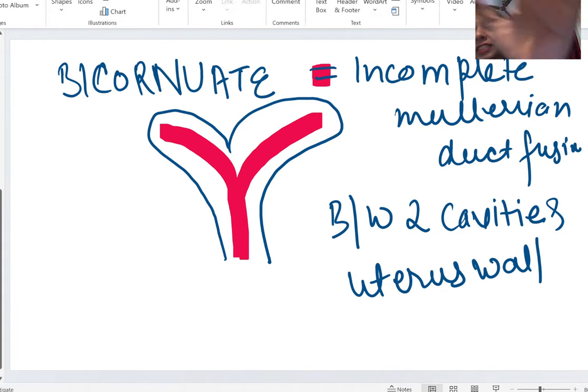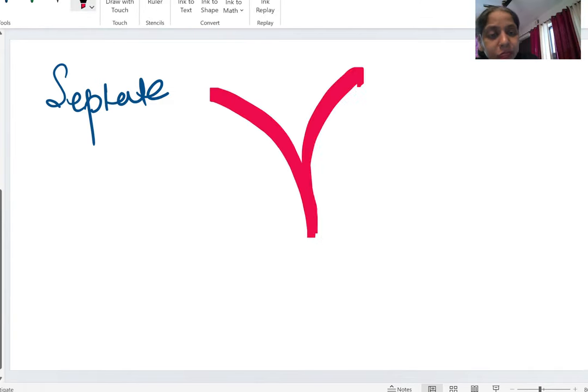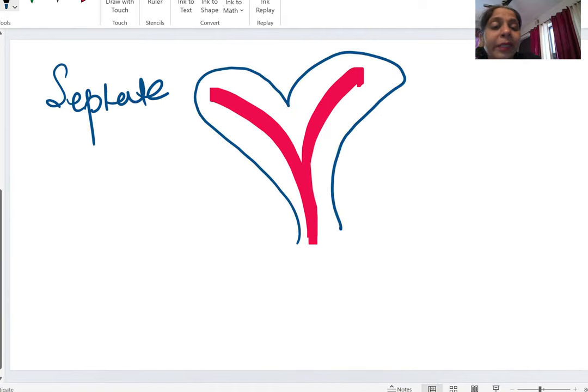Whereas in the case of septate uterus, there was complete fusion. Okay, so in the septate uterus, between the two cavities, there will not be the uterus wall and myometrium, only septa will be there. There will not be the myometrium, the septa will be there.